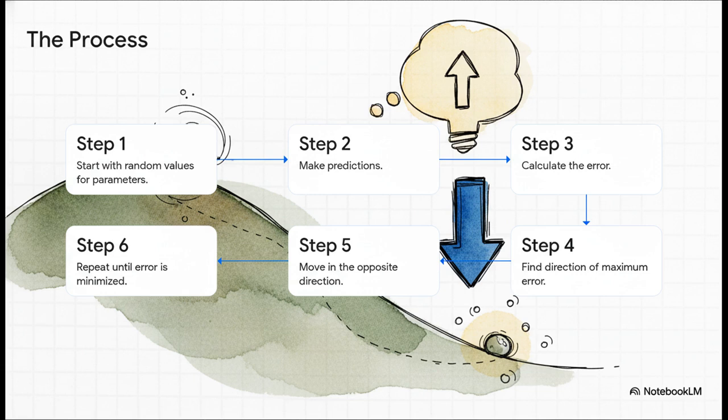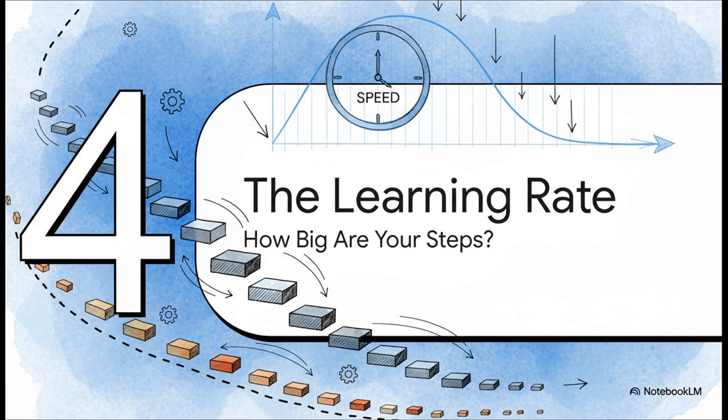Then, for steps 2 and 3, it makes a prediction and calculates the error, which tells you how high up you are. Now, here comes the key part, steps 4 and 5. The algorithm figures out the gradient, which is really just a fancy term for the direction of the steepest path uphill, and then it just takes a small step in the exact opposite direction, downhill. And finally, step 6 is just to repeat this whole process over and over again. It takes another step, checks its height, and takes another, again and again, until it finally settles at the very bottom of the valley.